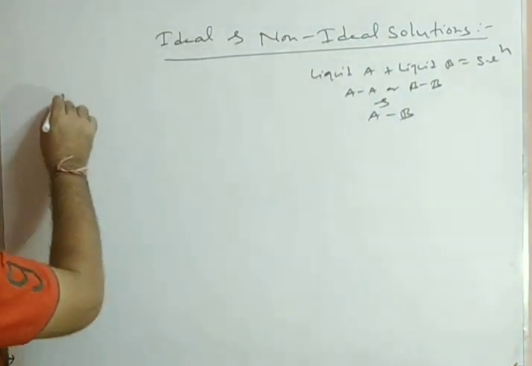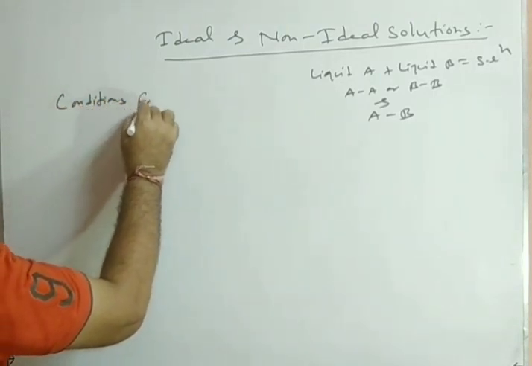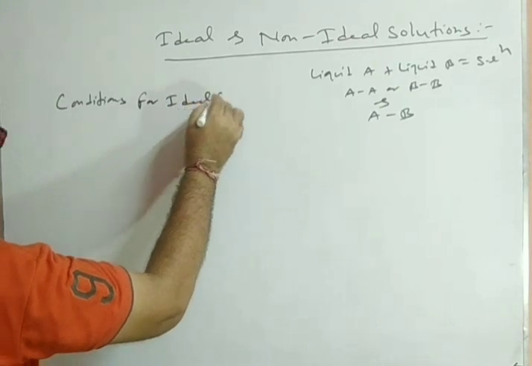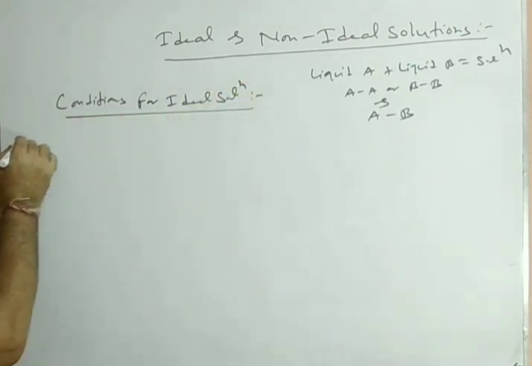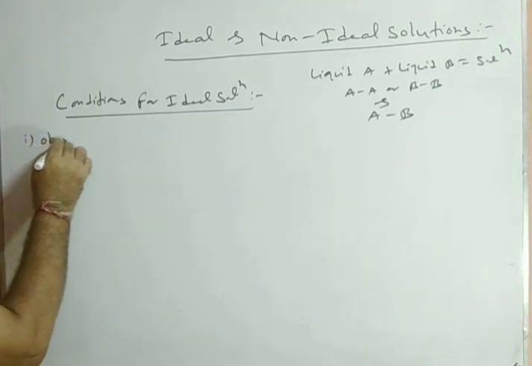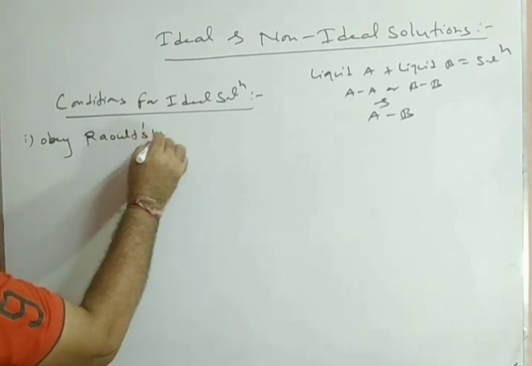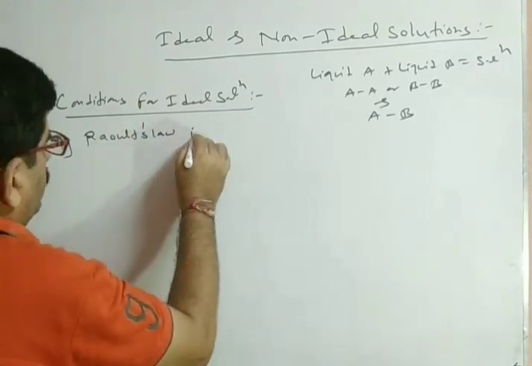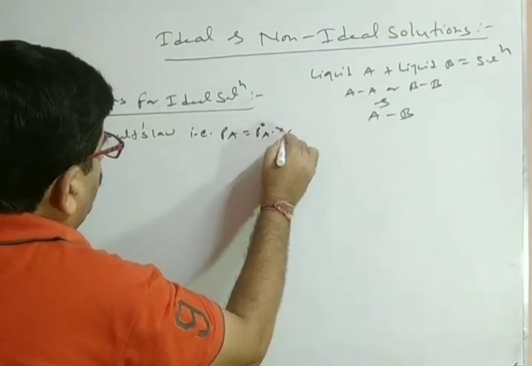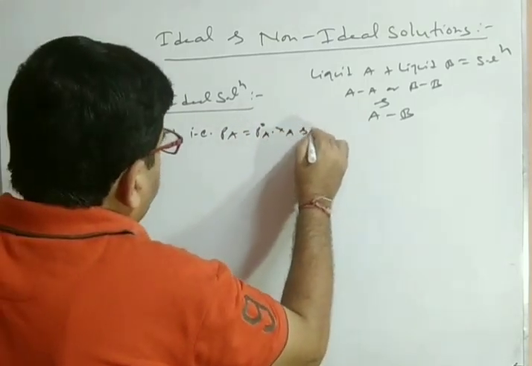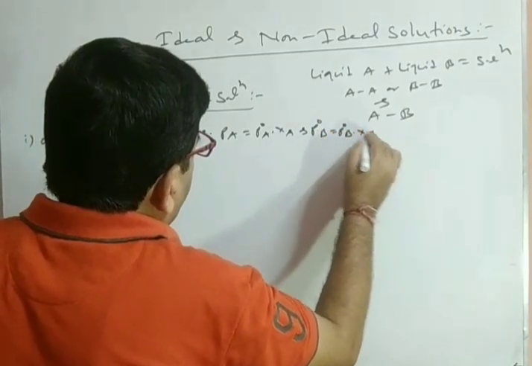So, conditions for ideal solutions. First one, obey Raoult's law, that is PA is equal to P naught A into XA and PB is equal to P naught B into XB.